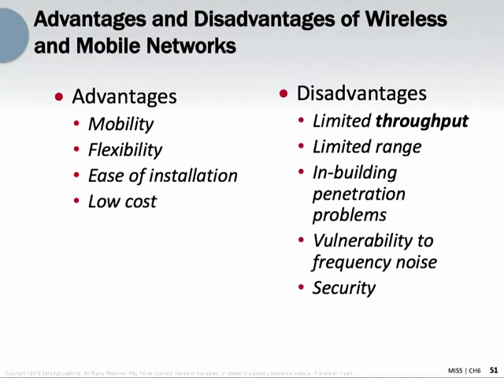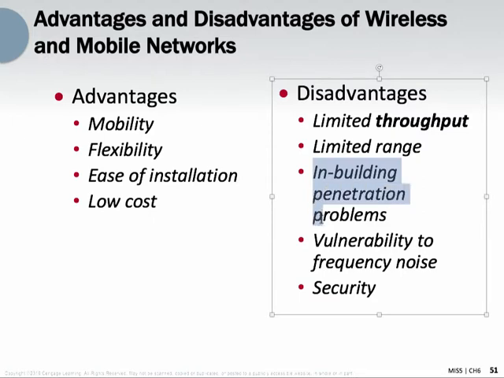So, with those things said, wireless has some very good advantages in terms of mobility and flexibility, but it does have some disadvantages as well. Throughput being the biggest, limited range, and then the thing that we need to worry about when we're talking about systems that are very, very sensitive is security.